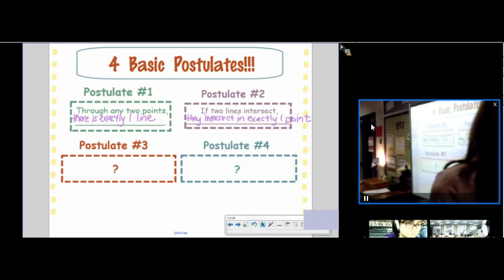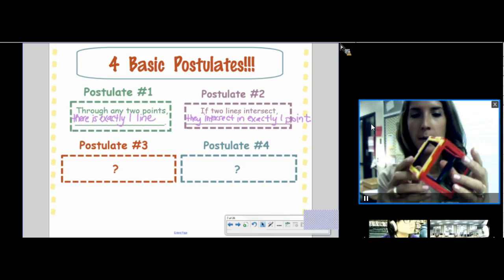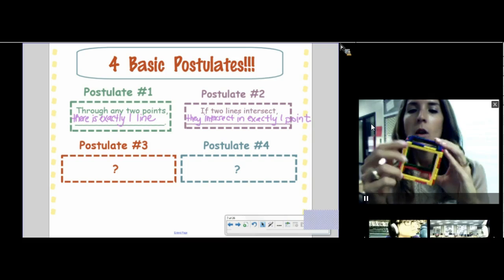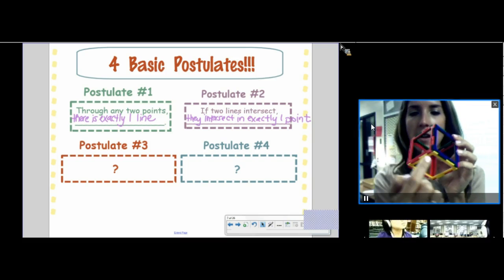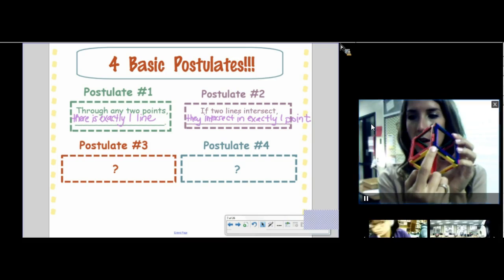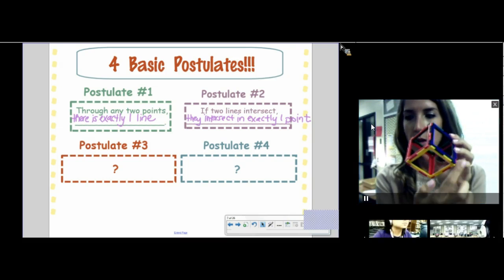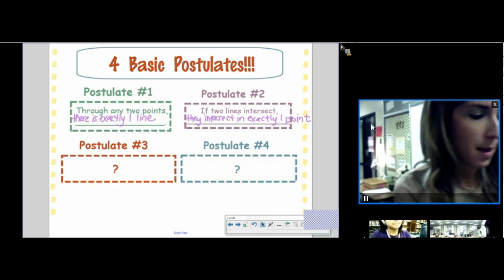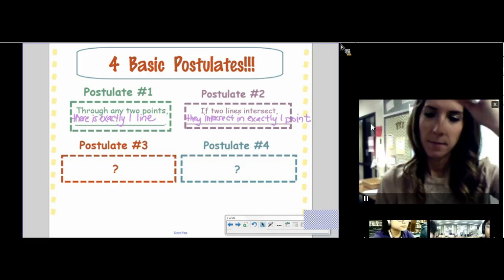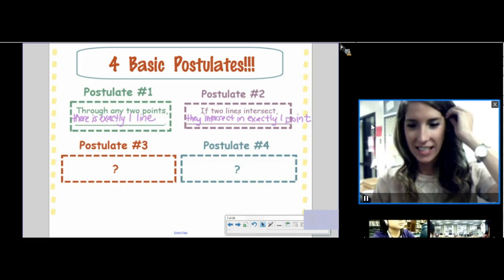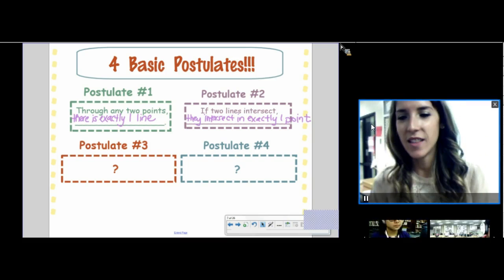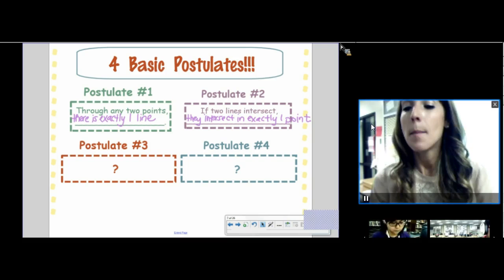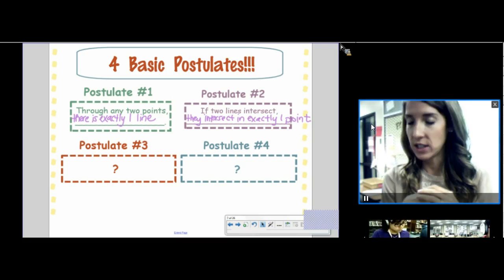So kind of back to my cube here. When my blue line intersects this red line, you get a point, a corner of the cube. So when two lines intersect, you get a point. And a point has infinite lines. Yes or no? One point has infinite lines that go through it. Yes, but that's not one of the postulates, but that's true.